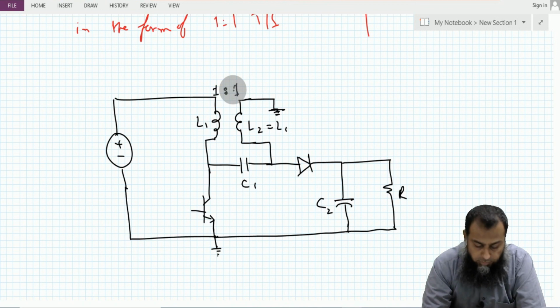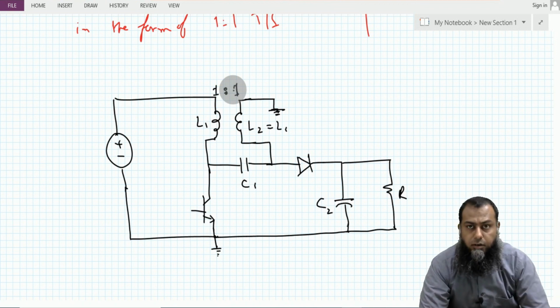So I hope that you have understood this concept of a SEPIC converter very well. I advise you to go through the simulation process and verify that the currents which are flowing through each of the components of this particular converter are exactly the same as we have drawn in today's class.